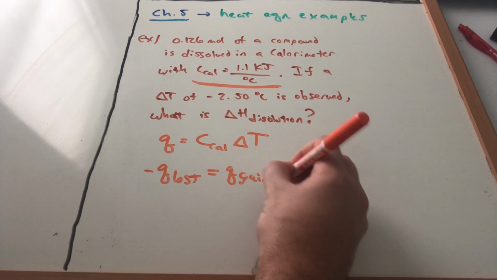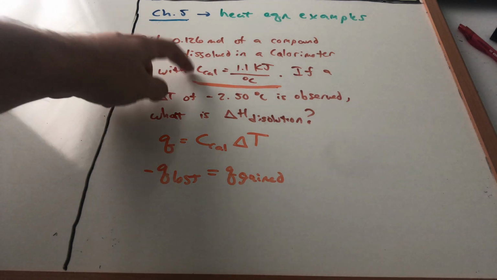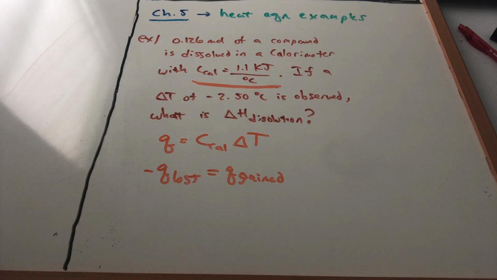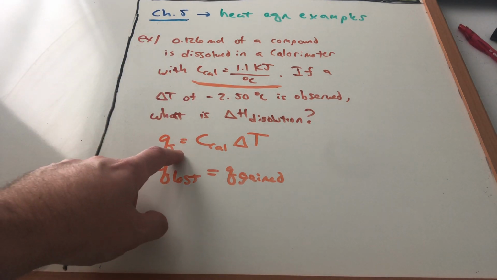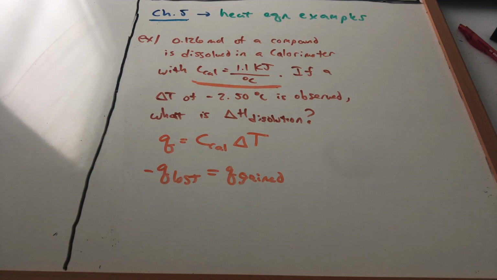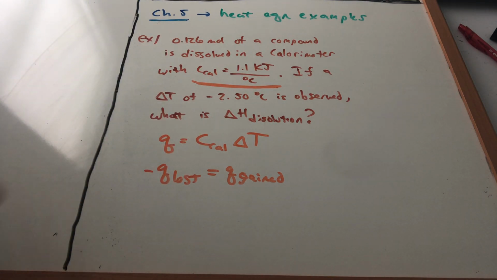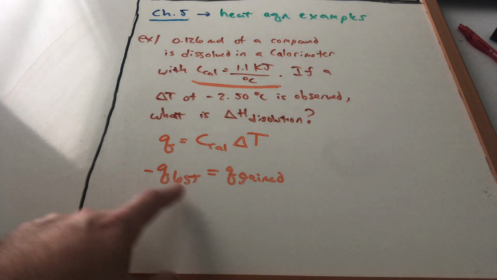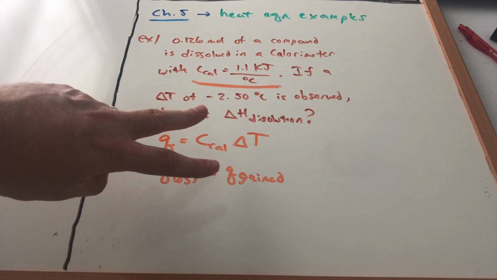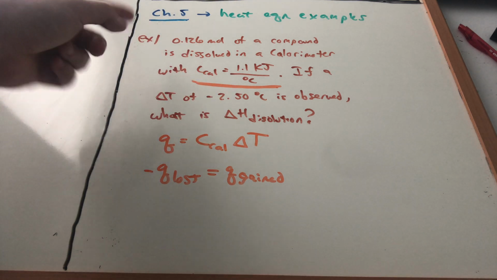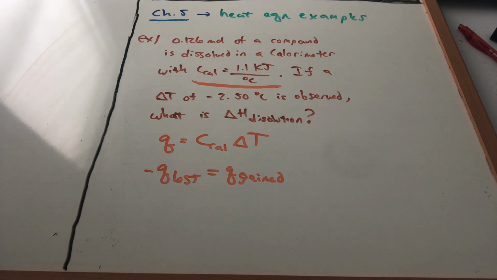So I'm going to go over this one more time. We look for indications about which Q equation to use. And if I see the calorimeter constant, I know that Q is equal to C cal delta T. That's the one Q equation that had a C cal in it. I also know that I'm talking about a heat exchange here. I'm running a reaction in a calorimeter. Two different things are mentioned. Reaction in a calorimeter. So then I have to write minus Q lost equals Q gained.